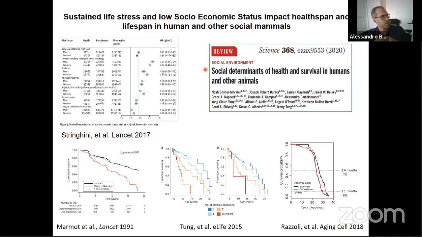Again, building on this concept, we know that sustained life stress and the measure of low socioeconomic status, which is a very complex construct by epidemiologists and psychologists, but nevertheless encompasses a lot of what we consider stress, show a lot of negative effects on lifespan and diseases. For example, in this very impressive study published by Silvia Stringhini a few years ago, the hazard ratio of low socioeconomic status was as high or higher than hypertension and obesity. So not a minor effect, a major effect at the population level. This was several million people screened in an epidemiological study.